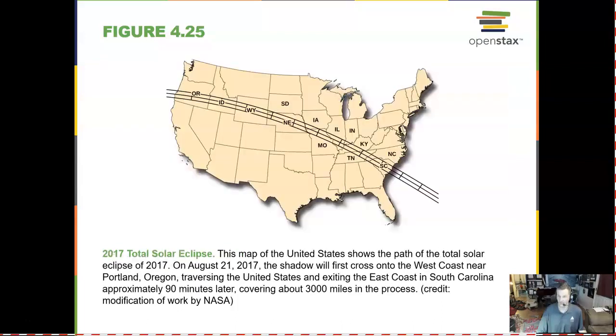This was the 2017 total solar eclipse. Again, I saw it here in the middle of Missouri. Nowhere near most of you guys.